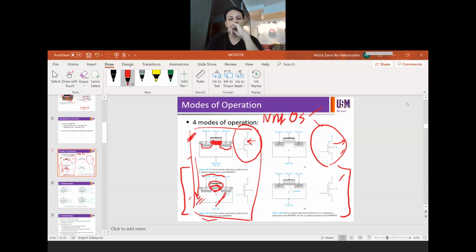Enhancement and depletion, P channel, N channel tu sama je. It's just the opposite of each other. Kalau it's a NMOS, then the channel is going to be N type. If it's a PMOS, then the channel is going to be P type. NMOS is equal to N channel, PMOS is equal to P channel. So it's defined by the channel, not the substrate, right? Done.